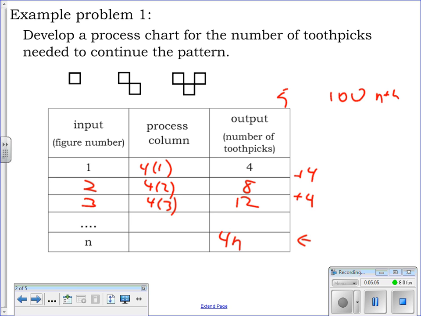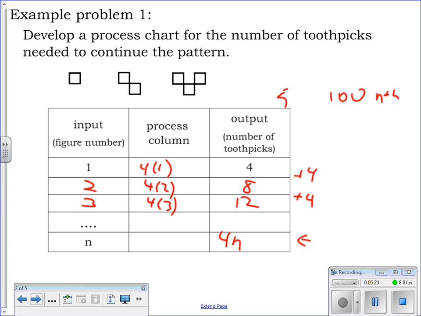So if I want to know the fifth term, it's 4 times 5. I want to know the 100th, it's 4 times 100. 4 times however many figures I have is how many toothpicks are in that figure. That's my formula. That's my goal. Does that make sense? Okay.